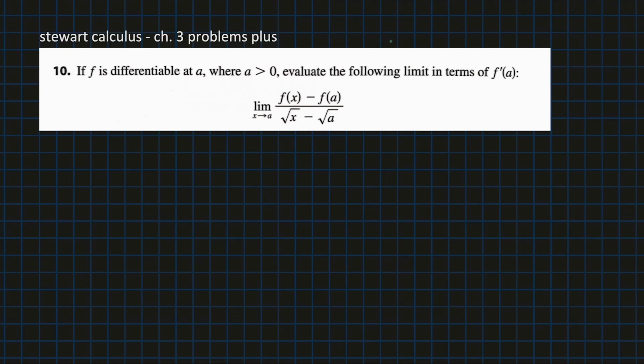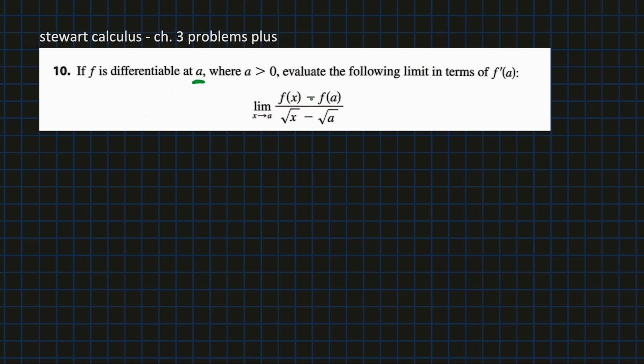We're told if f is differentiable at a, a constant number called a, where a is more than 0, evaluate the following limit in terms of f prime at a. So what f prime at a means is the derivative of our function f at the constant a. We take the derivative and we plug in this constant a. Alright, so we have a limit here and we have to evaluate it.